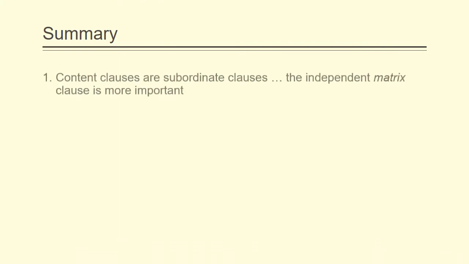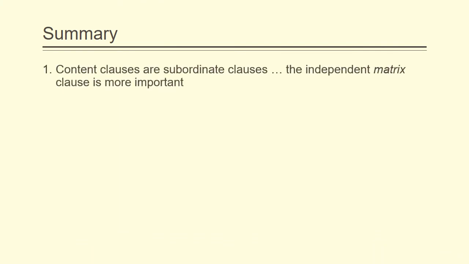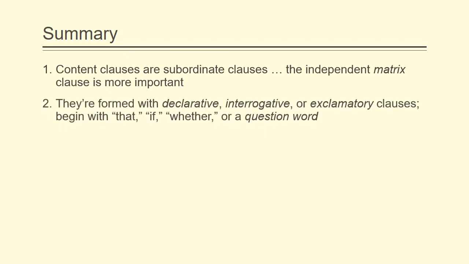So to recap, content clauses are subordinate clauses. The independent matrix clause within which they're located is going to be more important. You can think of that matrix clause as being the boss and the content clause as being subordinate, like an employee. Second, content clauses are formed with declarative, interrogative, or exclamatory clauses, and they are going to begin with "that," "if," "whether," or a question word, such as "why" or "where."